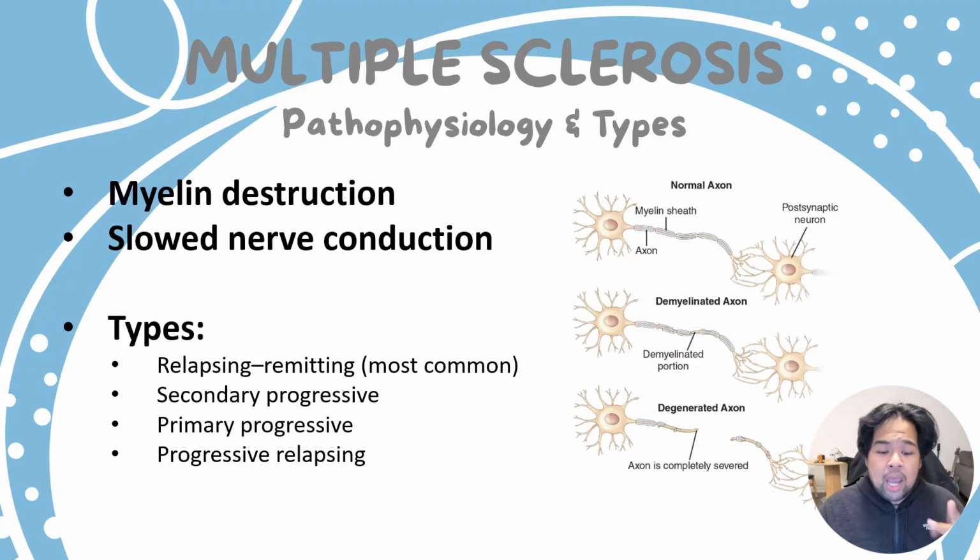There are 4 types. The first one and the most common one is relapsing remitting. Basically they'll have attacks followed by partial or full recovery. The secondary progressive is gradual worsening after the relapsing and remitting phase. The primary progressive is a steady progression with no remission, and then the progressive relapsing is a progressive disease with acute relapses.